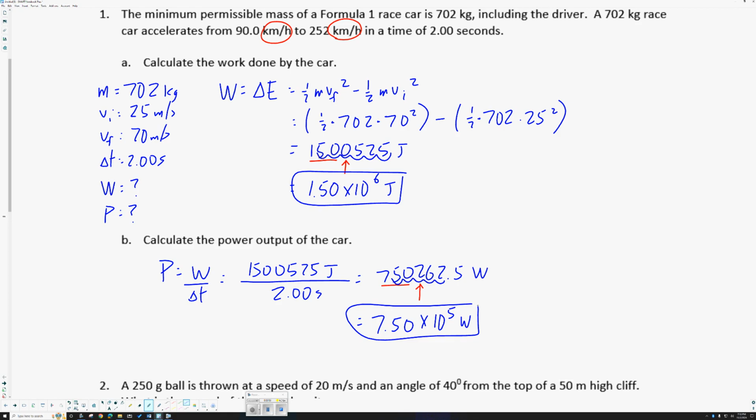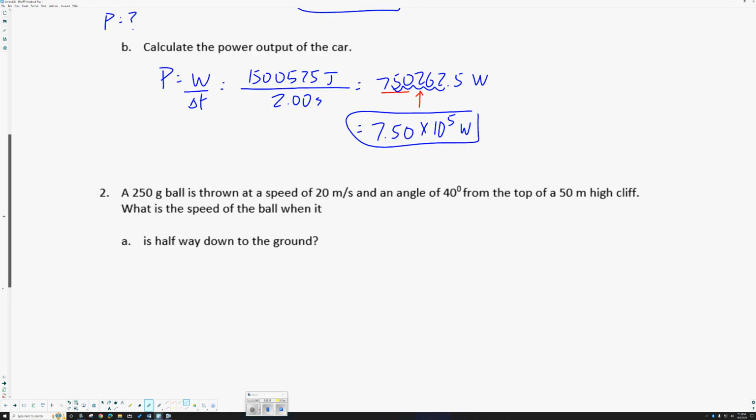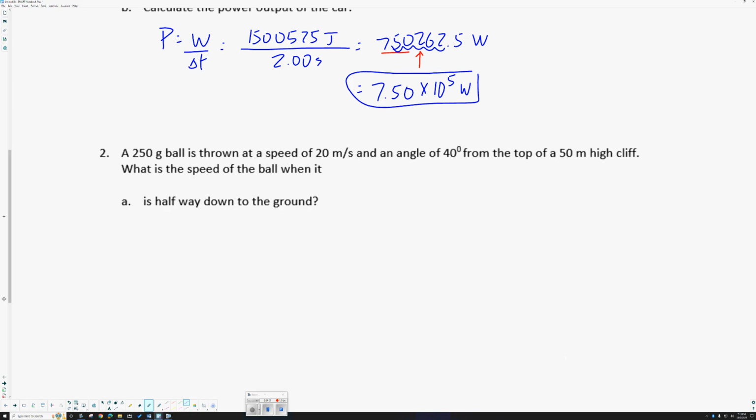Question 2 says a 250-gram ball is thrown at a speed of 20 meters per second, an angle of 40 degrees from the top of a 50-meter high hill. How fast is it going when it's halfway down to the ground? Now, if I was doing this as a projectile motion question like I did back in our last unit, that angle would matter. But if I'm treating this as a conservation of energy problem like I am in this unit, then that angle doesn't matter because energy is a scalar, speed's a scalar. The direction's irrelevant. Now, because I'm only looking for the final speed as opposed to the direction of the final velocity, we can do conservation of energy.